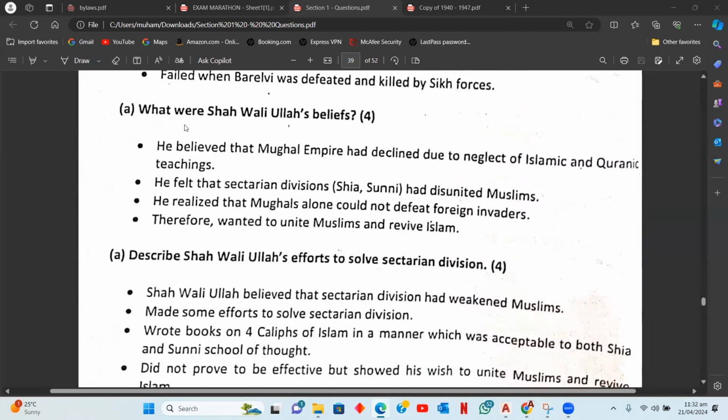Then, what were Shah Waliullah's beliefs, right? This question asks you about his belief system. You can talk about how Shah Waliullah was concerned that the Mughal Empire declined due to neglect of Islam and Quranic teachings. He felt that there was sectarian division in the society, that the Muslims were not able to defend themselves against the foreign invaders, and they also needed this lost unity. So, just 4 points, but again, in a paragraph format.